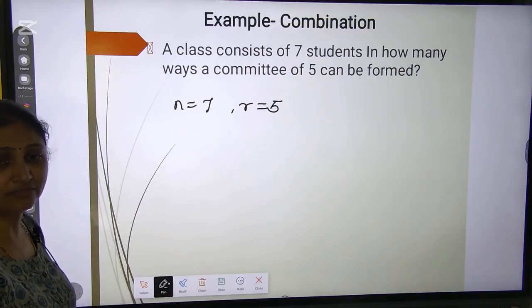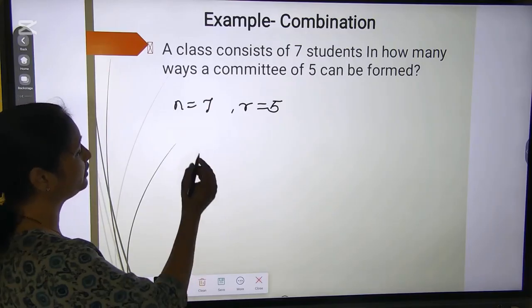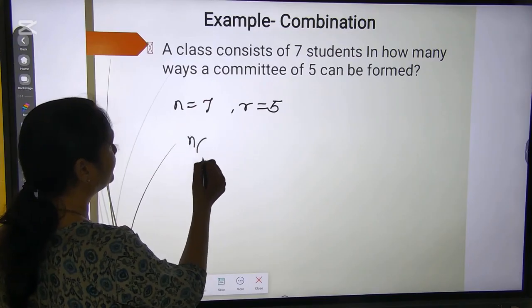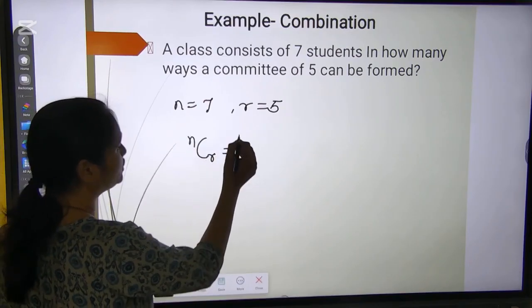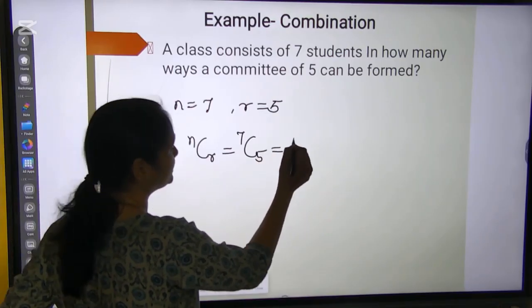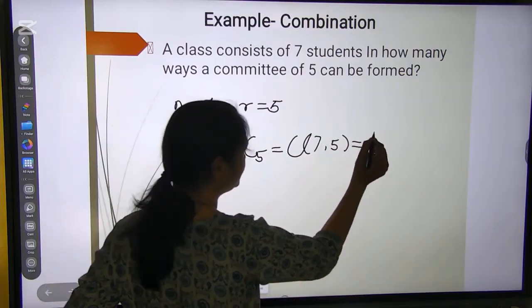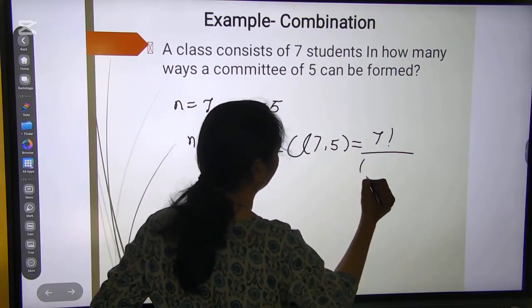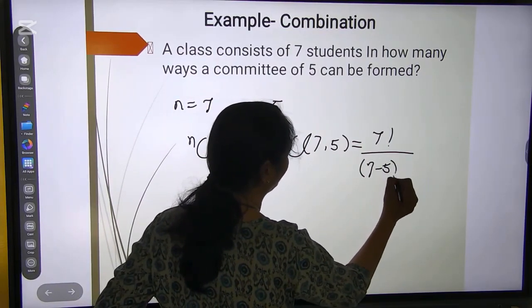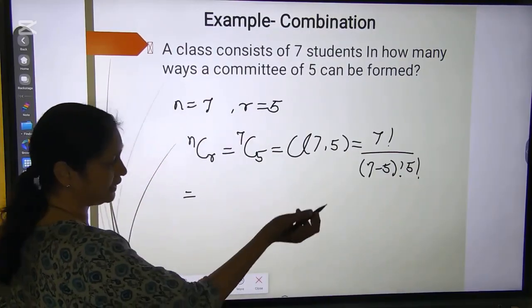So for selection we can use combinations. So what is the combination here? This is nCr. So n is 7, r is 5, that is C of 7, 5. And the formula for this is 7 factorial upon 7 minus 5 factorial into 5 factorial. So we have to evaluate it.